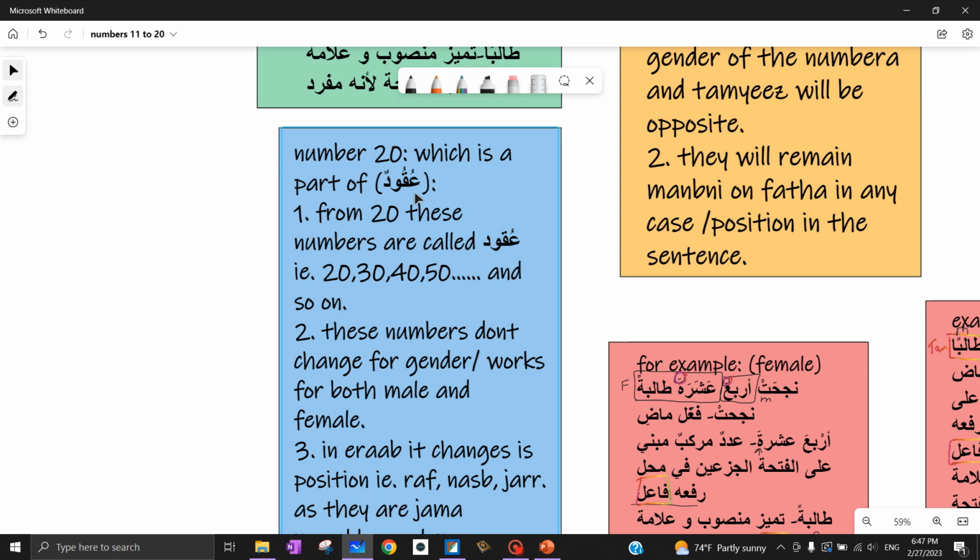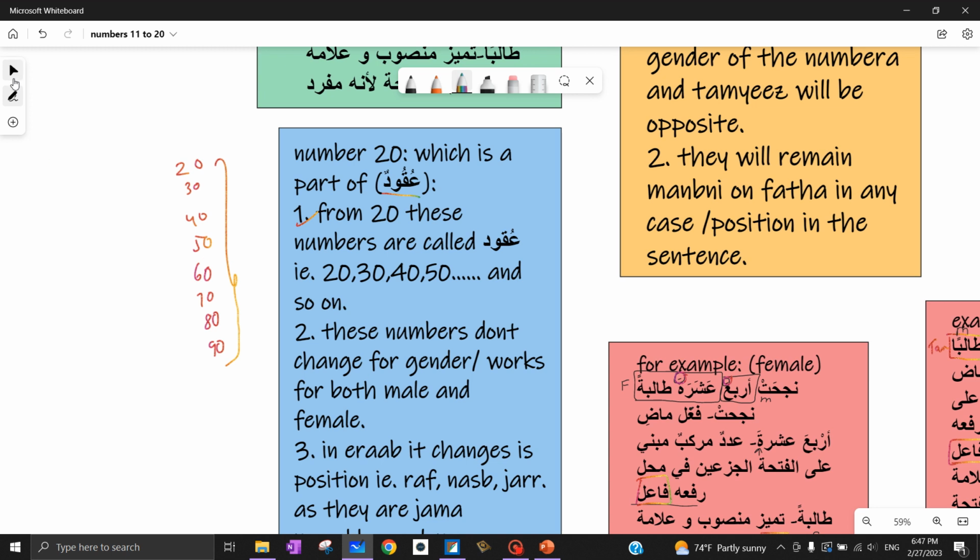Now when you do 20, 30, 40, 50, 60, 70, 80 and 90, till 90 these numbers are called uqud. Now the points for the number 20: from 20 these numbers are called uqud, and so on, 20, 30, 40. These numbers don't change their gender. Works for both male and female.